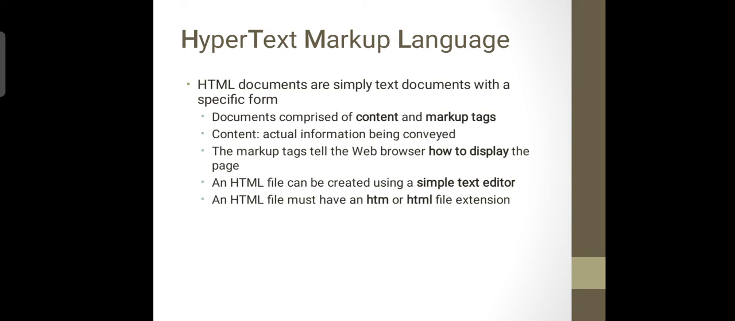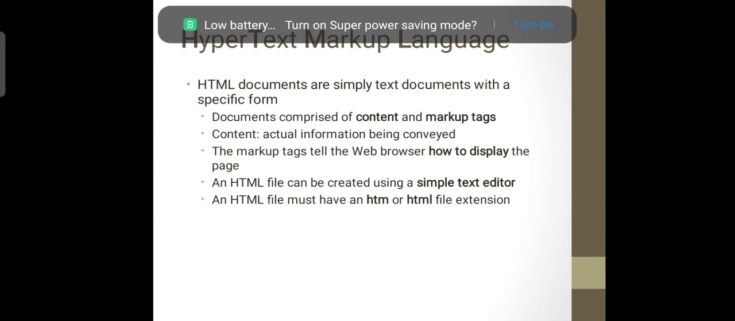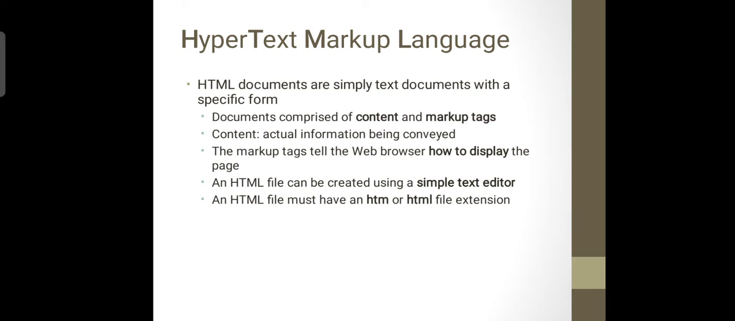An HTML file can be created using a simple text editor tool. Basically, you can use Notepad or Notepad++. This is a basic text editor tool. You can write down the code of the basic structure of HTML, and you must save these files as .htm or .html. An HTML file must have an .htm or .html file extension.